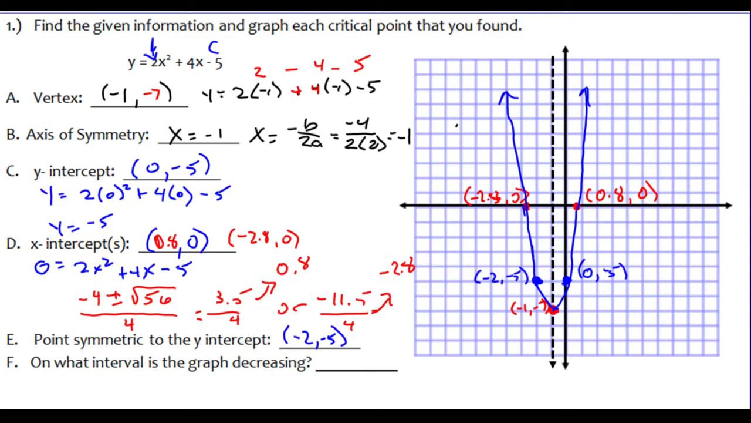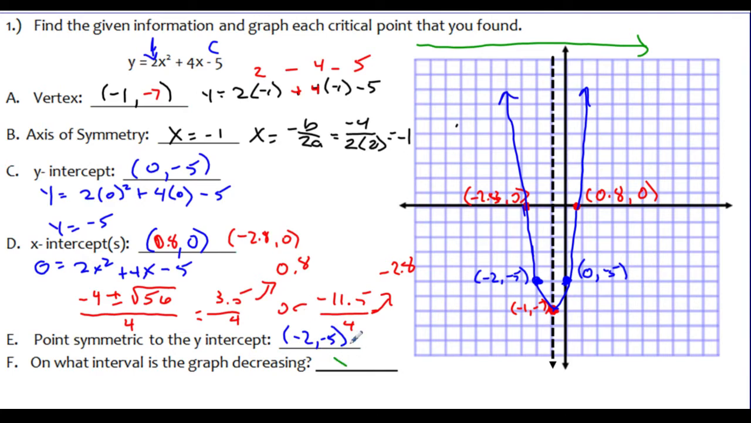The last question is asking, on what interval is the graph decreasing? What that means is, as I'm traveling across the graph, where is the parabola going downhill? If you look at this little tail all the way until we get to the vertex, from negative 1 heading up and to the left, that's where it's going downhill. So the left-hand side of the parabola is where it's decreasing, because as I travel across the graph from left to right, it's going downhill.